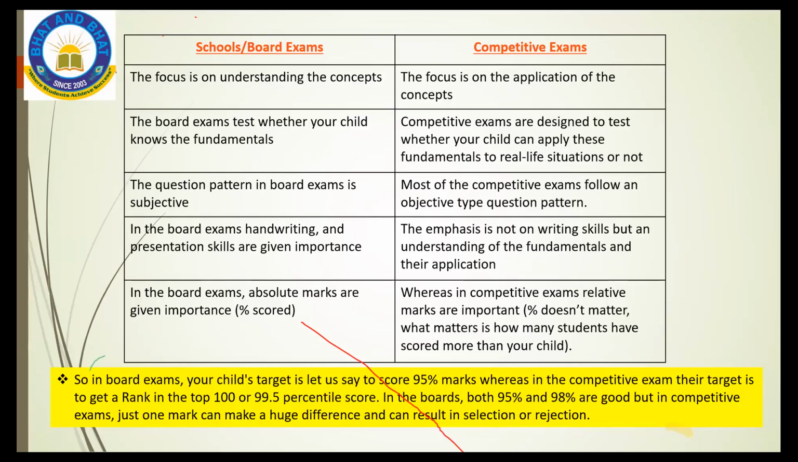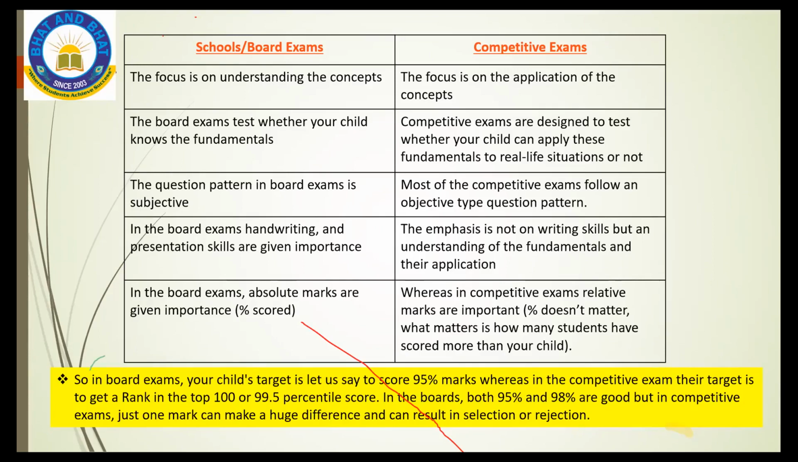In the board examination, if the child knows the fundamentals, that is enough to crack the examination. Whereas in the competitive examination, they need to apply everything to real-time situations. Here the question paper is fully subjective, while the competitive one is objective type, meaning they need to mark an OMR sheet. In the board examination, marks are given according to handwriting, presentation skill, and all those things.